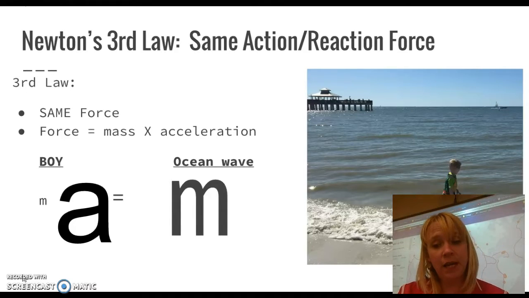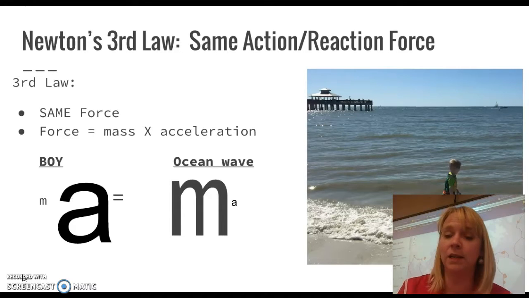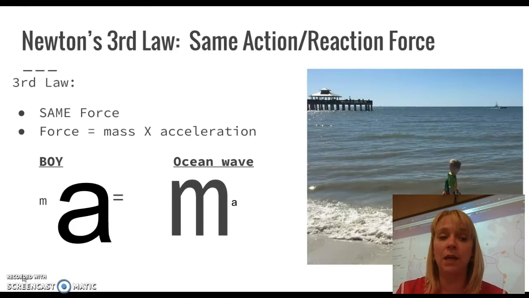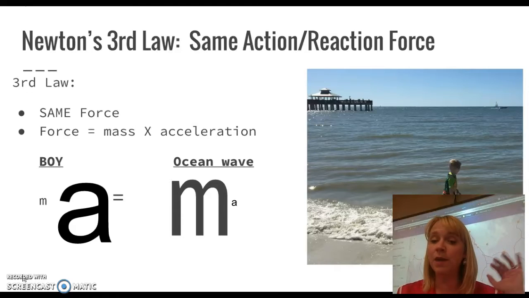On the other side of the equation, my ocean wave has a huge mass, so it's not going to feel the acceleration that much. It has a very, very tiny acceleration. A key thing to know is that one of those has to be negative. You decide which one is negative, because that's just the direction. The mass of the ocean wave is really, really big compared to the really, really small acceleration. So every motion that you do can be explained using all three laws of motion.